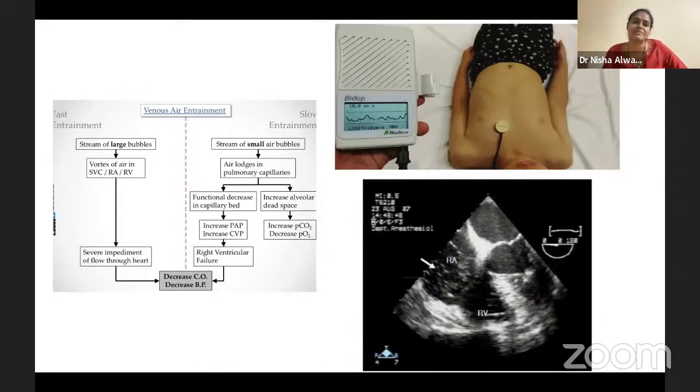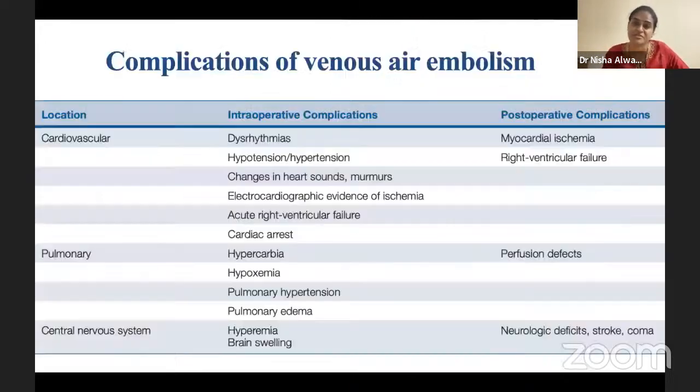So what exactly happens if it's a large bubble entrainment through the venous sinuses or open diploic veins? We find that immediately it can cause an obstruction to the right ventricle and the patient can go into cardiovascular collapse. But if it's a stream of small air bubbles, it can create a lot of inflammation, increase the pulmonary vascular resistance, cause an increase in PCO2 values and a drop in ETCO2 values, and promote right ventricle failure. It can also increase the right atrial pressures, which increases the chance of paradoxical air embolism should there be a patent foramen ovale.